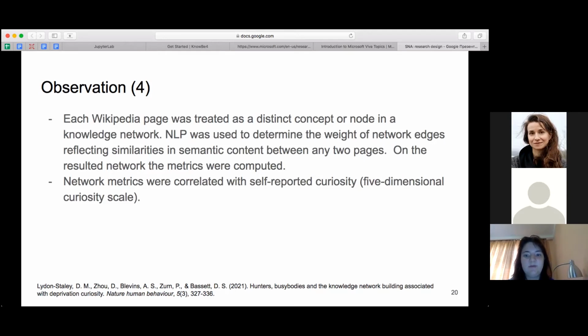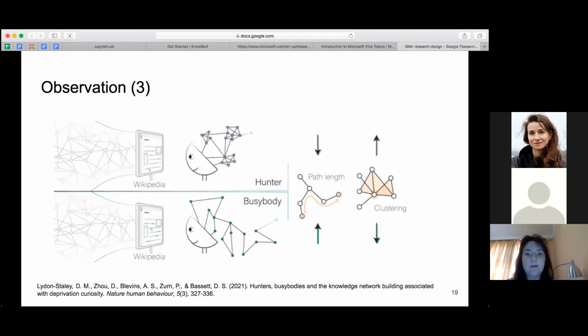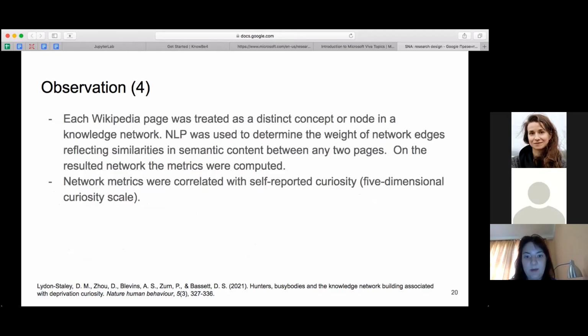The authors used the 5-dimensional curiosity scale to measure it, which means that we actually support the hypothesis that individuals who were hunters, according to the survey, also used Wikipedia as hunters. So they also read a lot about the same concepts, and they really were concentrated on some particular topics. And busybodies, who were not as concentrated as hunters, also randomly walked across different domains in Wikipedia.